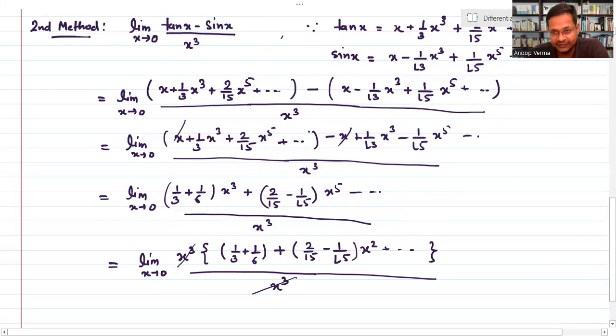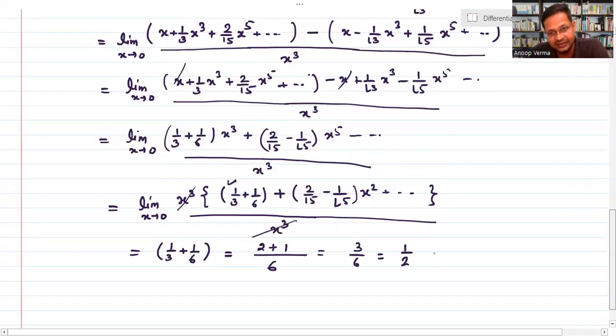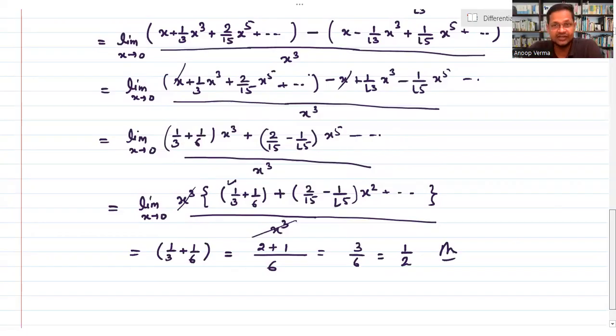When you put x equals 0 here, you will remain with only the first term. So it will be 1 by 3 plus 1 upon 6. Taking the LCM, you will get 6 here, 3 to the 6, this is 1 and this will be 3 by 6, and that equals 1 by 2. So in any way you can calculate a limit and you will get the same answer, but here we are discussing the method of L'Hospital. We can take the derivatives and usually calculate such limits.